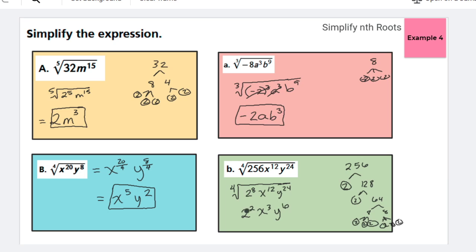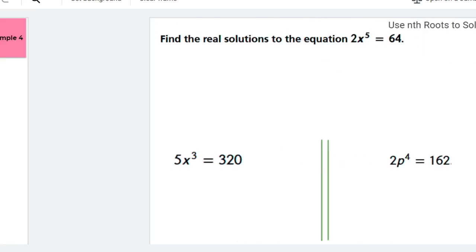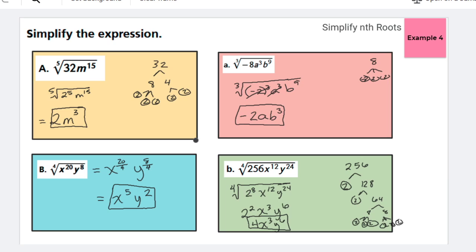Now the last thing here, with your number that's raised to an exponent, you have to clean that up. So 2 squared is 4. I think that's it, yeah. So that's how we simplify nth roots.